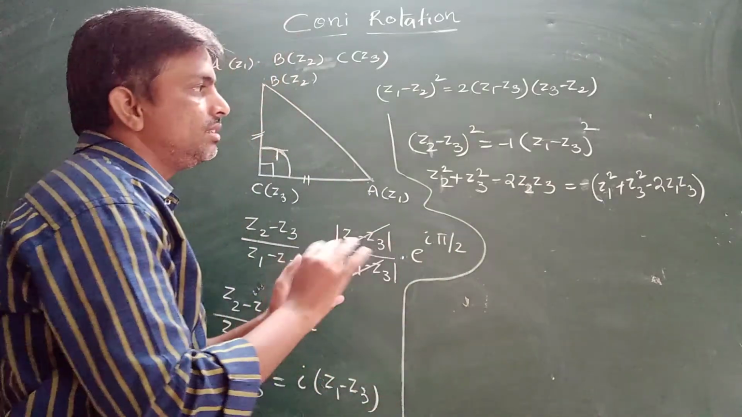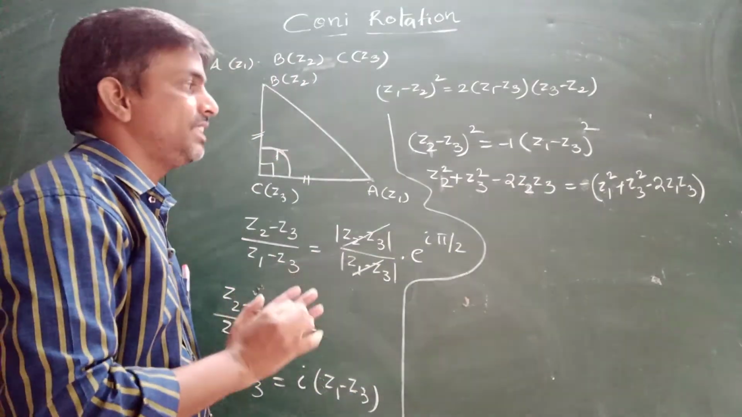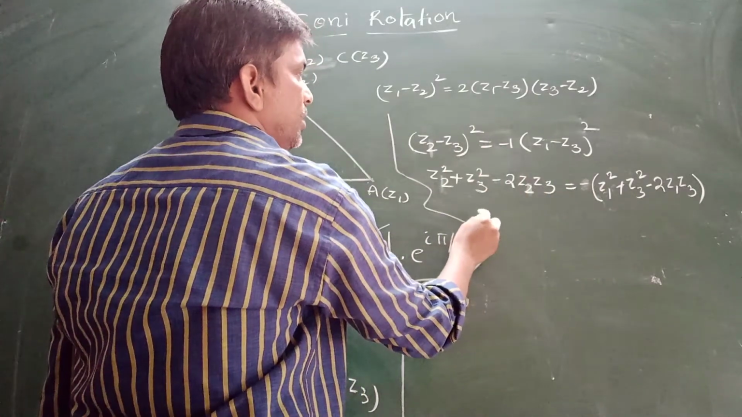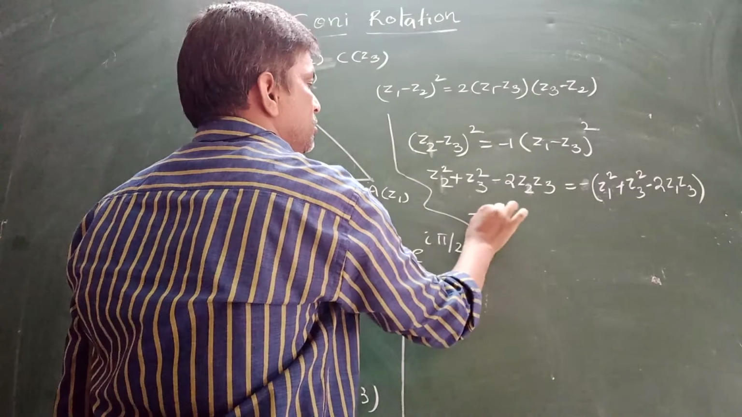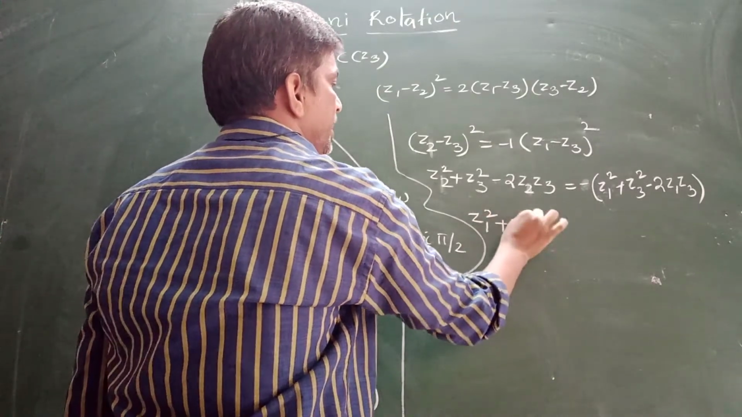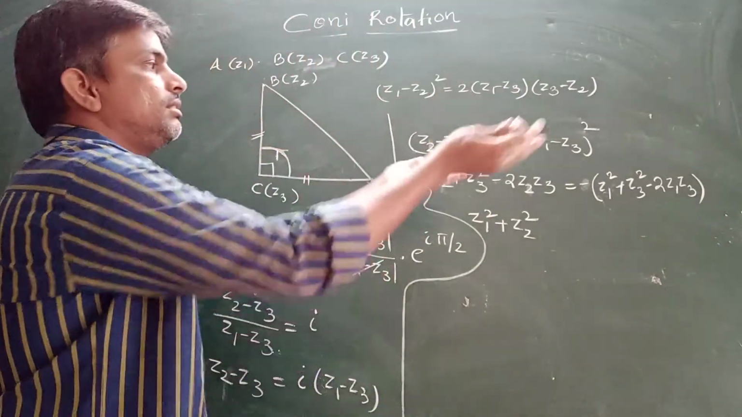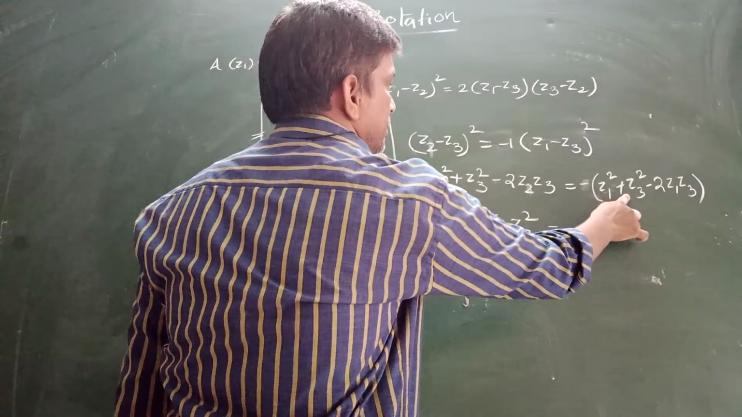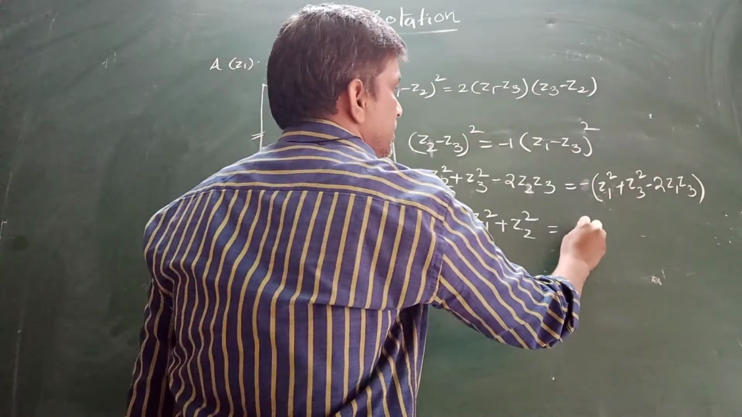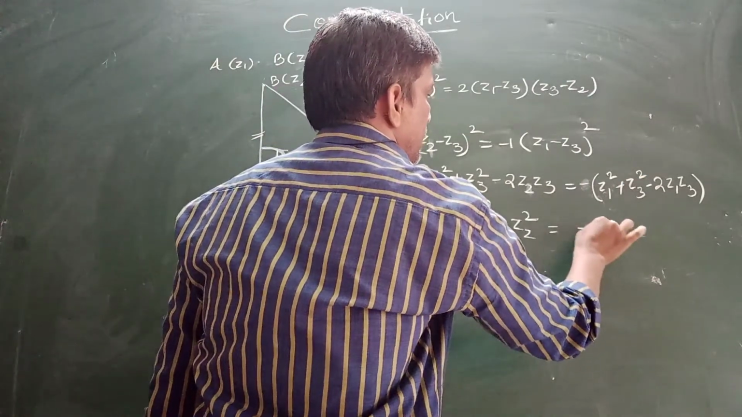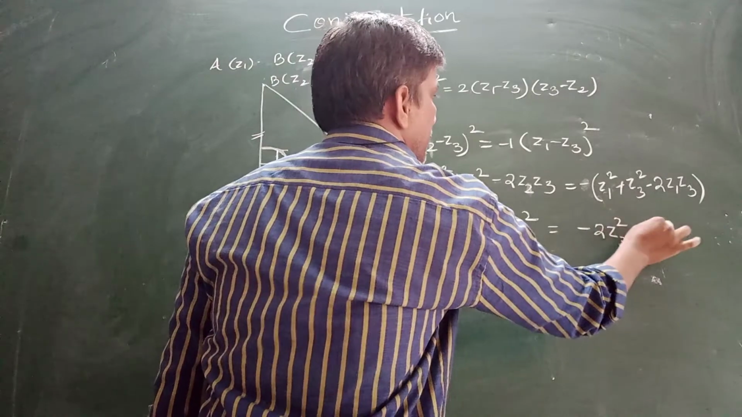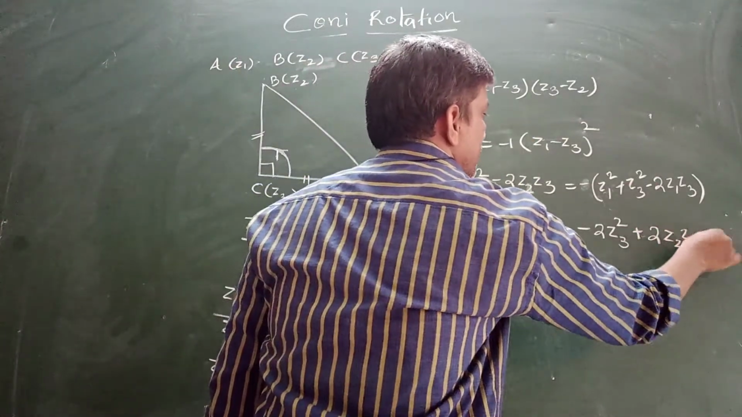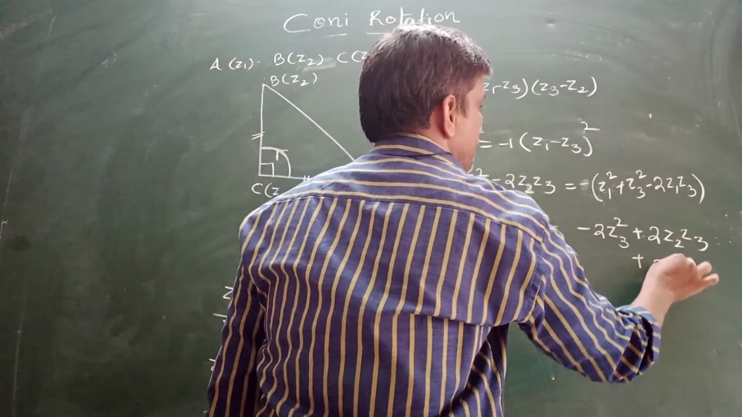Right. Now write all the terms which are containing Z1 and Z2. So here is Z2, this is Z1. So bring this side. So what I get there? Z1 square plus Z2 square. And write the remaining terms on the other side. That is equal to what I'll get there? Z3 square. So I'll get minus 2 times of Z3 square plus 2 times of Z2 Z3 and plus 2 times of Z1 Z3.